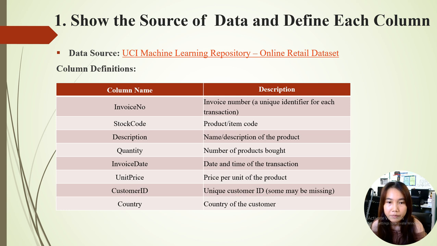The quantity defines the number of products the customer bought. The invoice date is the date and time of the transaction. The unit price means the price per unit of the product. The customer ID defines the unique customer ID, and the country is the country where the customer is located.